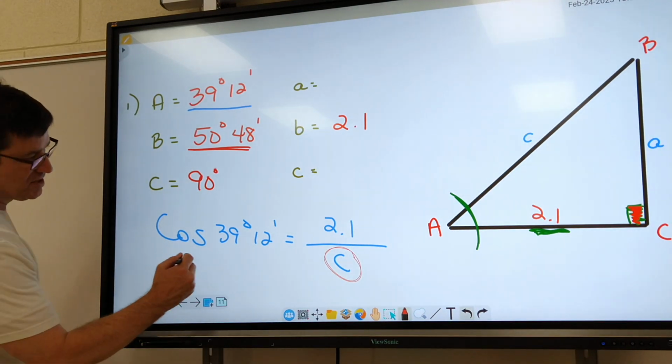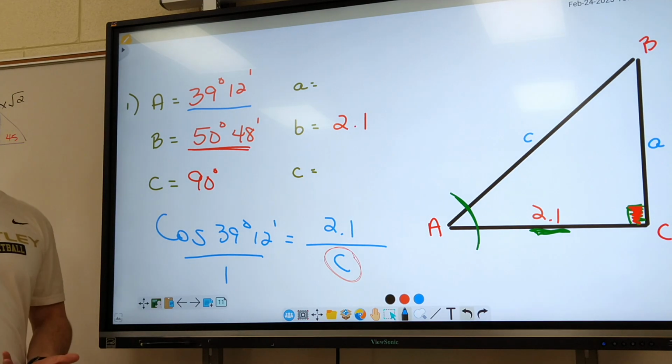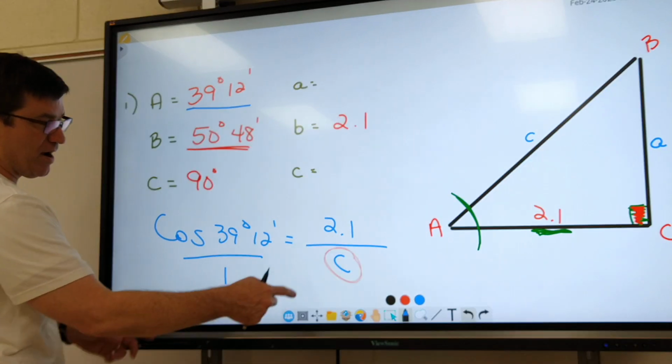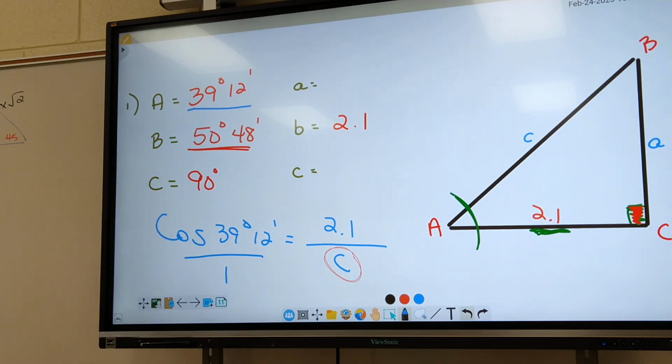Because really, look, this is just a cross multiply problem, guys. You would have to cross multiply, but the shortcut is, if the c is on the bottom, just trade places with it and put it in your calculator. All right, let's type it in and see what we get. 2.1 on top. The bottom is cosine, 39 degrees, 12 minutes.